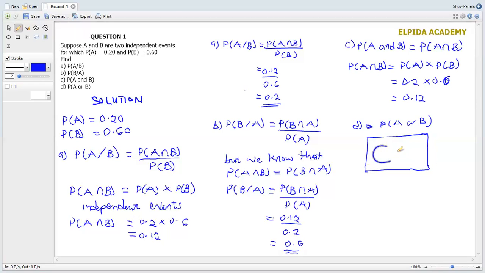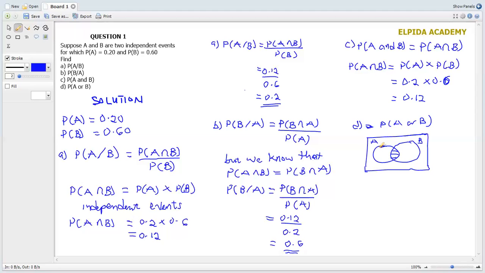this is event A, this is event B. This portion here is A and this is B. This portion here is A intersection B. That's the common event, something that is common to A and B. So that is A intersection B.